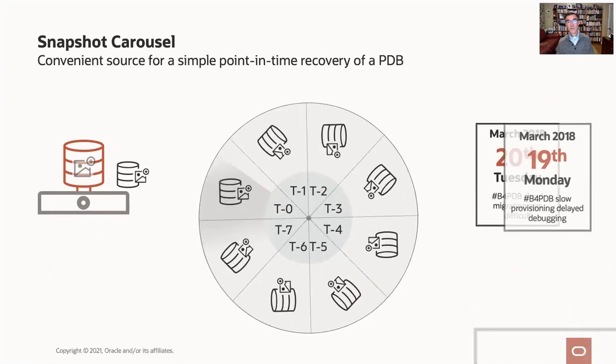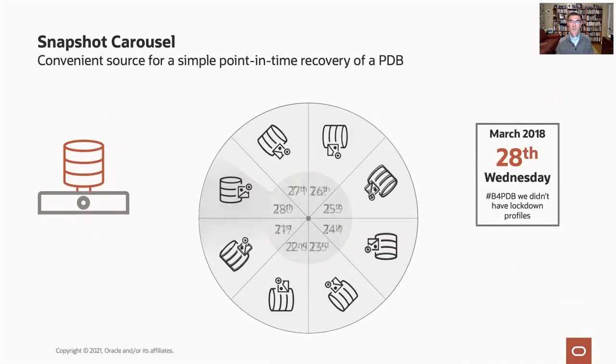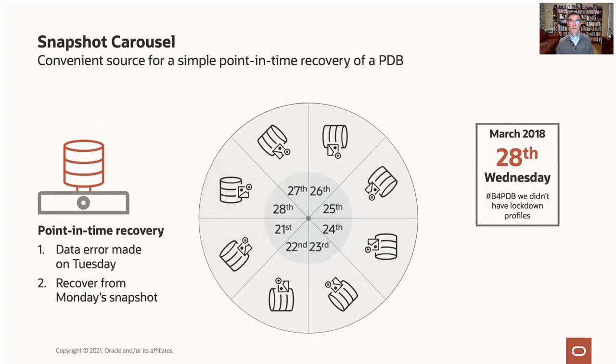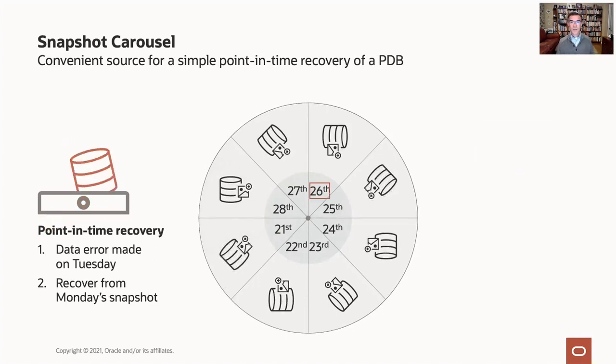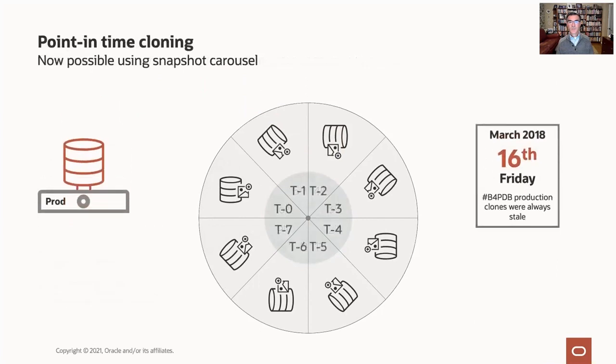Let's say a few days go by uneventfully, business proceeds smoothly, and snapshots are taken automatically every midnight. But then, on Wednesday the 28th, we discover that a serious data error was introduced the previous day, Tuesday. It's determined that the simplest remedy is to recover from Monday's snapshot taken before the data error was introduced. So we simply drop the current PDB and restore a clone of Monday's snapshot.